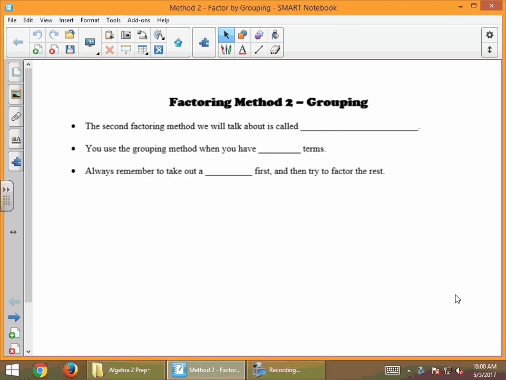So the second method of factoring we're going to talk about is called, any guesses? Grouping.